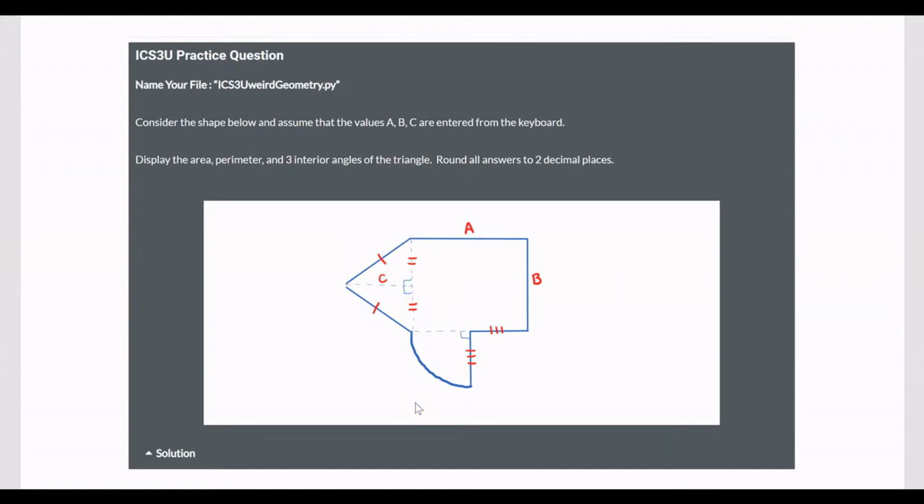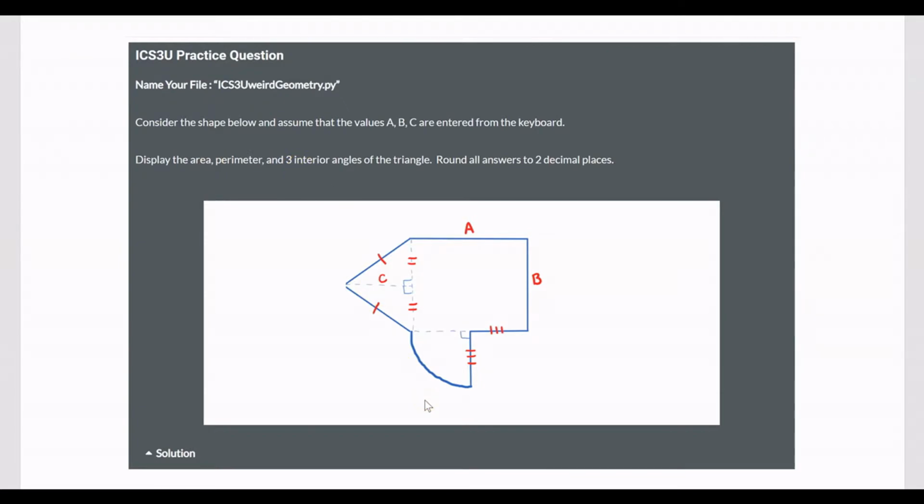Okay, so we're practicing problem solving in this lesson. So we're going to go through the input, processing, output version of that problem solving model. The input is pretty straightforward: we've got the 3 values A, B, and C. I'm just going to assume they're integers. It doesn't matter whether they're ints or floats for our problem. The output is the 6 things that it wants: the area, perimeter, and the 3 interior angles.